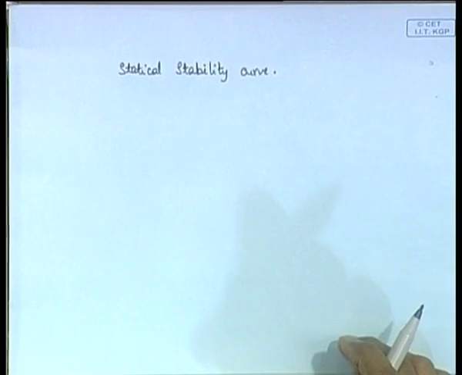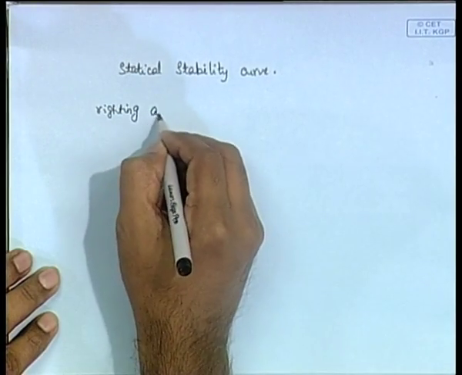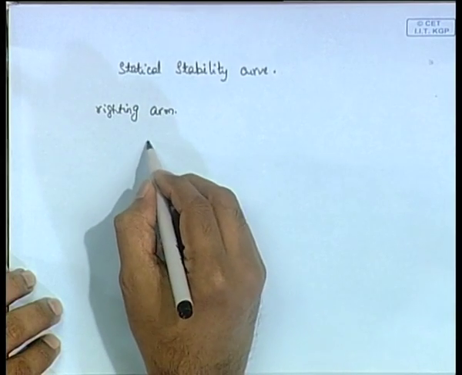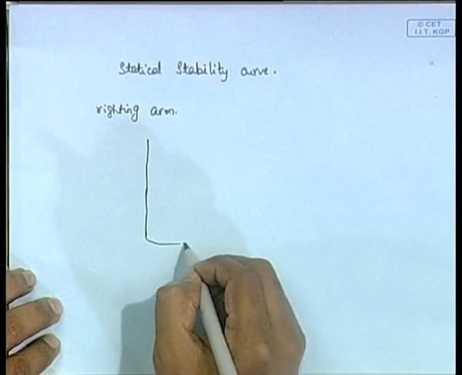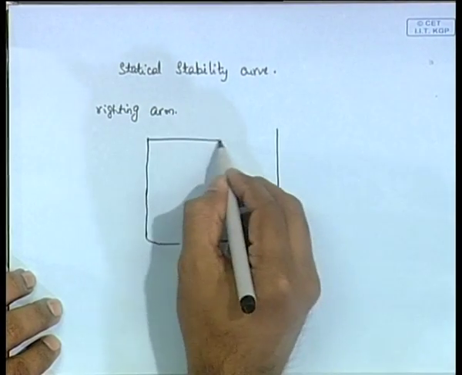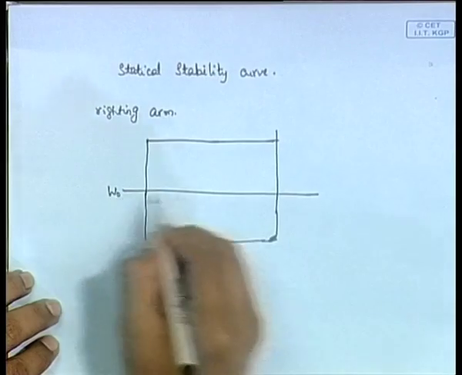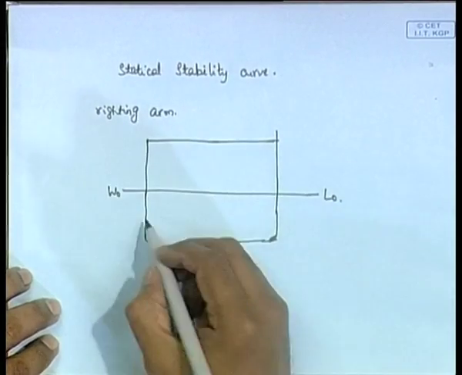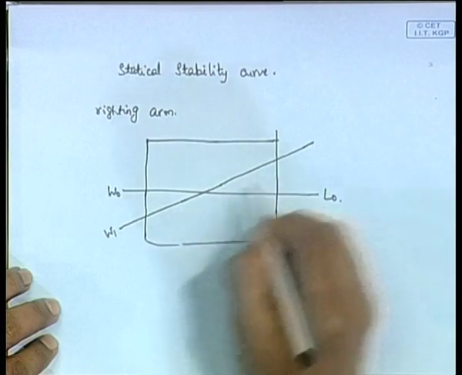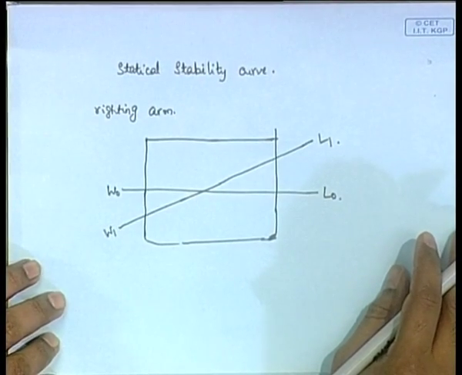Then we talk about, first let us see what is meant by a righting arm. We have done this in some related ways, but let us put it in the real definition. You have the cross section, you have a water line, then the ship heels to W1 L1, then it is heeled by an angle phi.